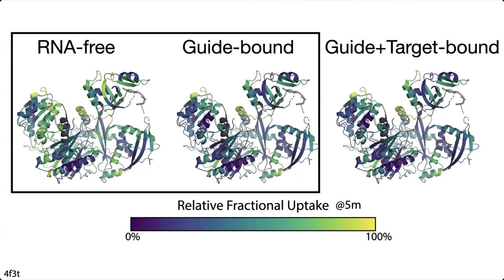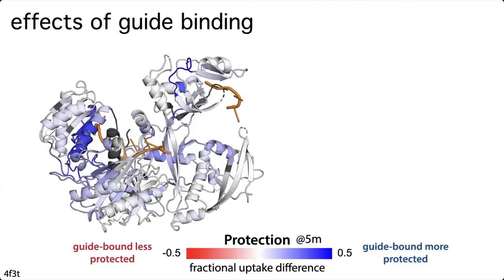Let's look a little more specifically at what we can see at the peptide level. Here we're going to switch to a red-blue color scheme, where red is going to mean that the guide bound is less protected, and blue is going to mean that the guide bound is more protected than the RNA-free form. Where might we expect to see differences? Well, you can see that there are differences over pretty much all of the protein, with the guide bound being more protected over most of the protein, and there are some regions where it's a lot more protected.